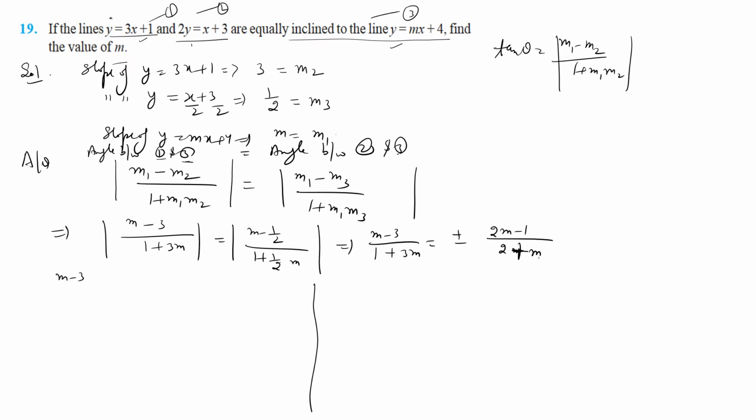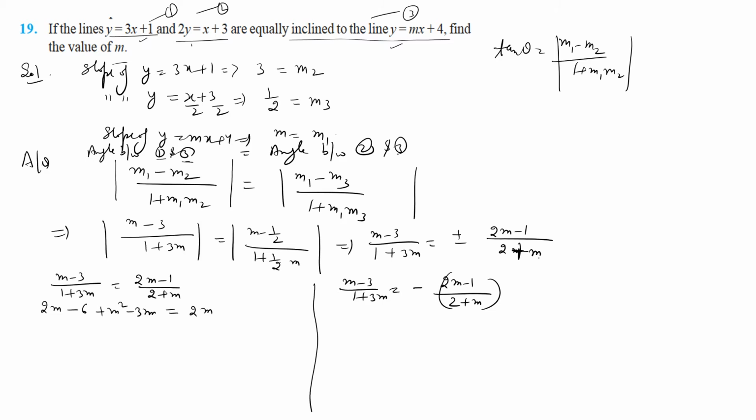So let us take the first case. m minus 3 upon 1 plus 3m is equal to 2m minus 1 upon 2 plus m, and m minus 3 upon 1 plus 3m is equal to minus 2m minus 1 upon 2 plus m. So cross multiply: 2m minus 6 plus m square minus 3m is equal to 2m plus 6m square minus 1 minus 3m. So I think same things will get cancelled out, and now we will arrange the terms to one side. So what do we get?